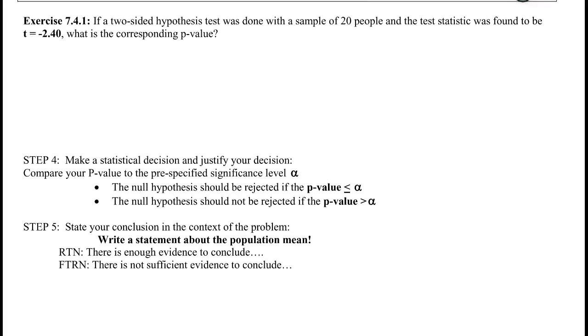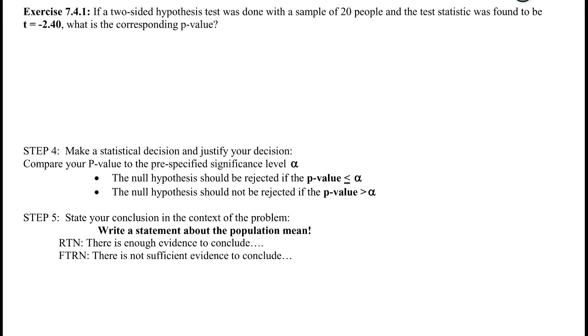Exercise 7.4.1 says that a 2-sided hypothesis test was done with a sample of 20 people, and the test statistic was a t of negative 2.4. What is the corresponding p-value? If we wanted to, one of the first things we could do is draw a picture. Our t distribution is very much like our normal. Remember, it is symmetric, unimodal, bell-shaped, just has fatter tails. And we're looking at negative 2.4. And since it's a 2-tailed test, we also care about this, right? So these are the 2 tails. That's the area we want.